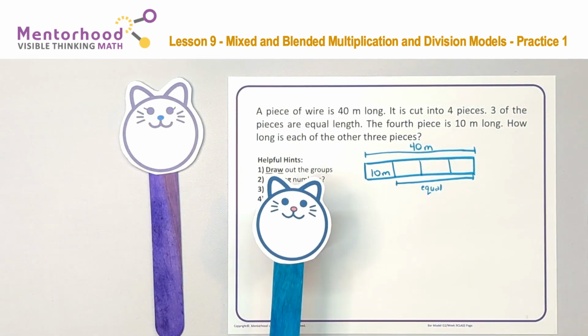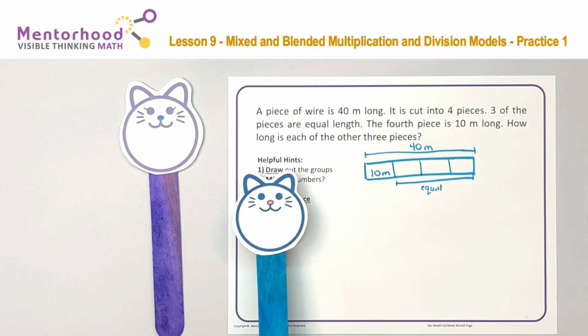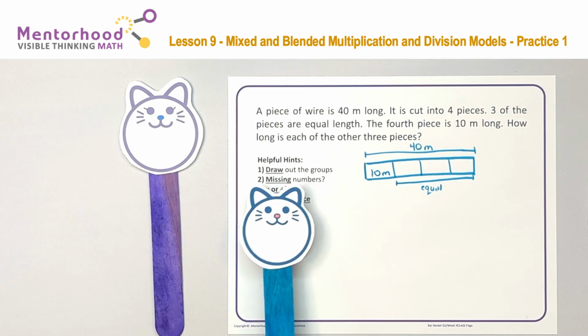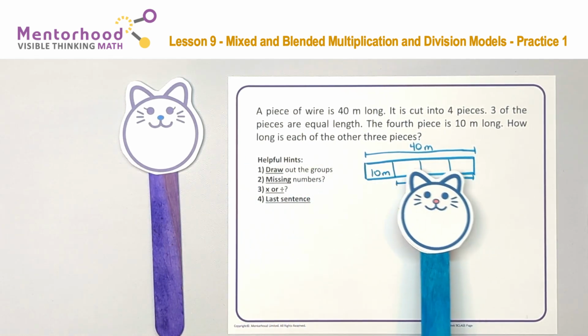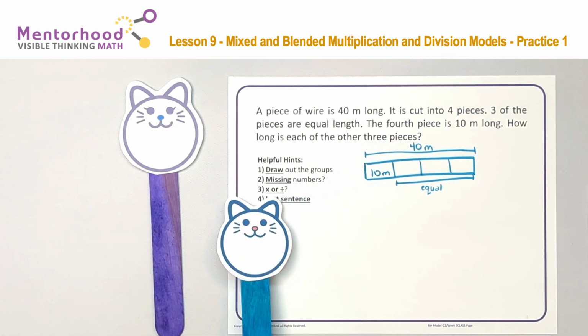Okay, I think we've done a pretty good job at drawing our model. So we've drawn out the groups. Now what is missing? What are the missing numbers? Yeah, these 3 boxes and this total here. So should I use multiplication or division?